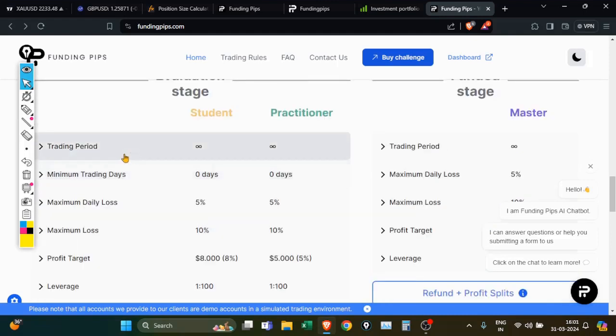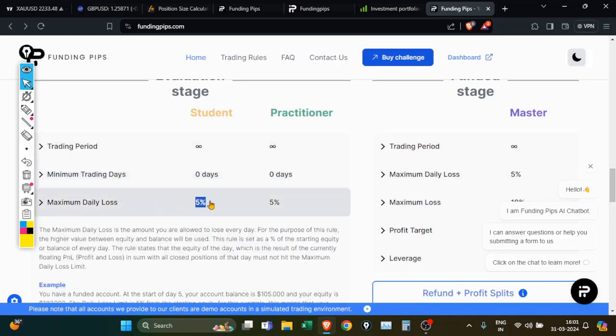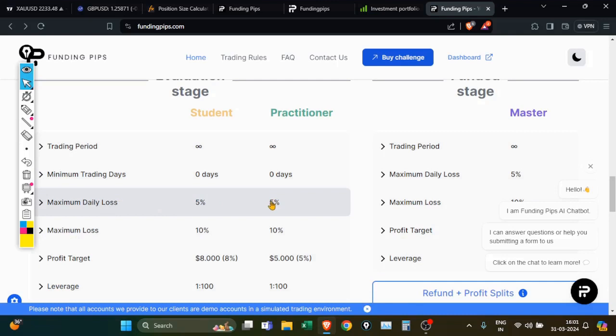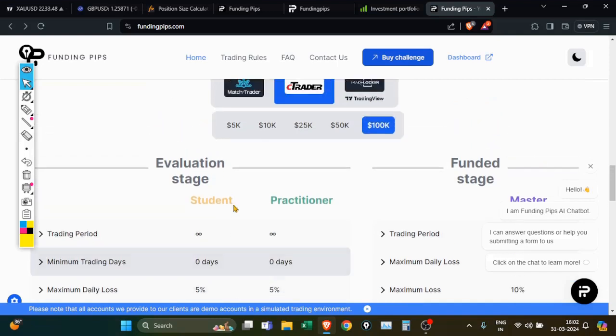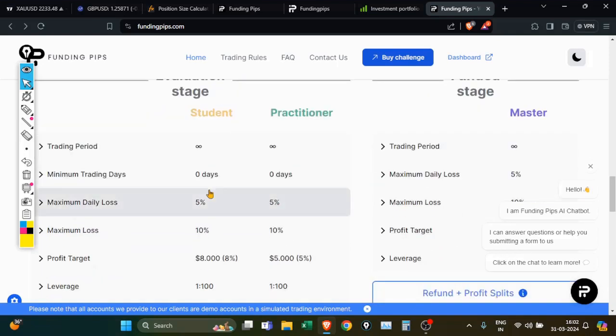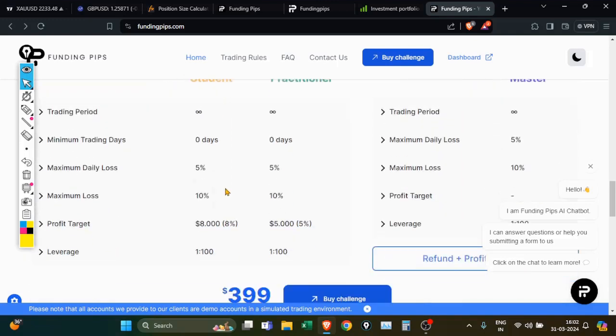There is no limitation on the trading period, and also there are no minimum trading days. The maximum daily loss is 5% in the student phase and in the practitioner phase also. That means in one day you can only lose 5% of your capital. If you have a 5k account, then you can only lose up to $250 daily, and the maximum drawdown of your account is 10%. That means in your capital you can have a maximum drawdown of 10%, that means $500 in the case of a 5k account.